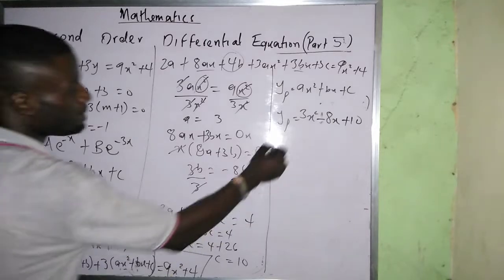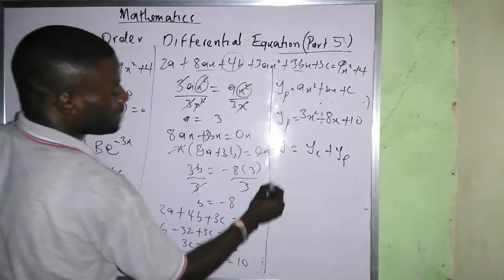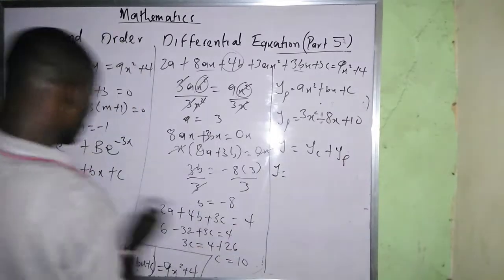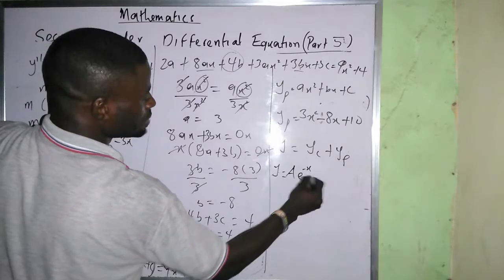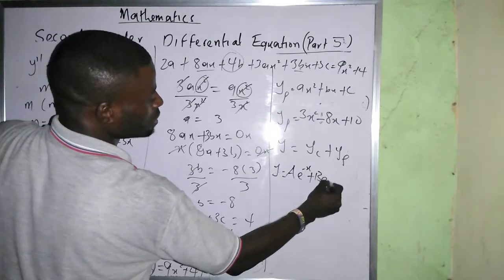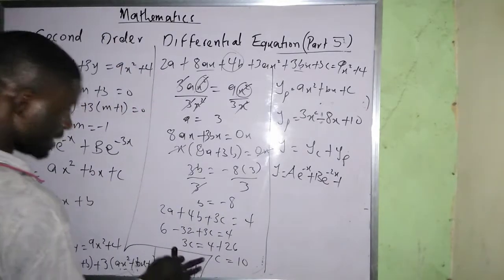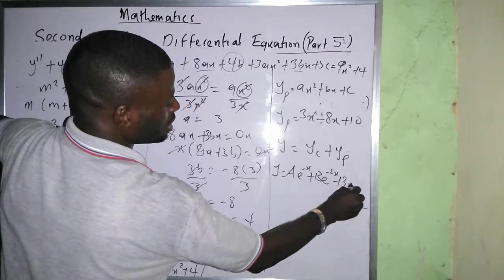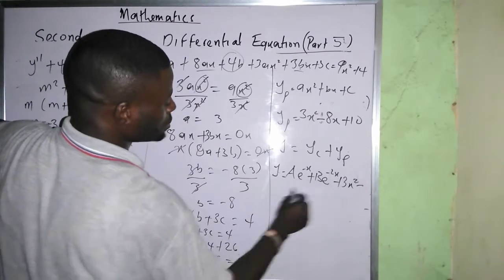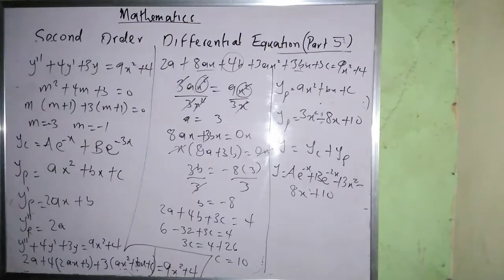Now, in my equation, y equals y complement plus y particular. My y complement will be A e to the minus x plus B e to the minus 2x, plus my particular, which is 3x squared minus 8x plus 10. That is my final answer.